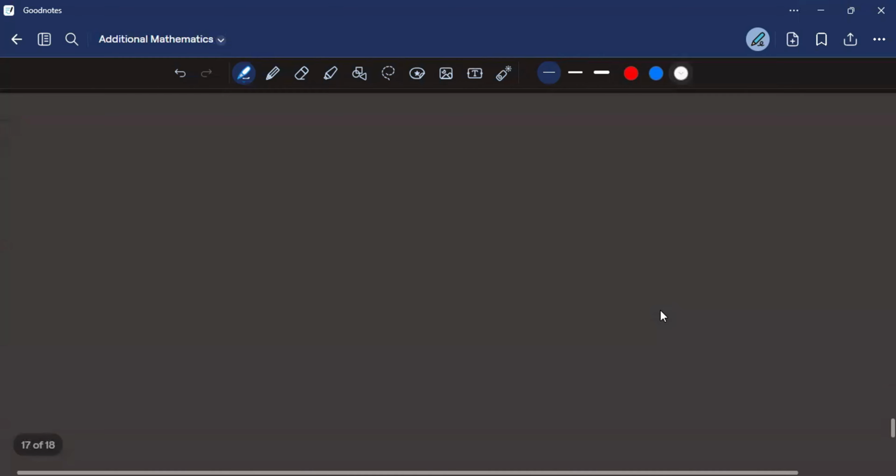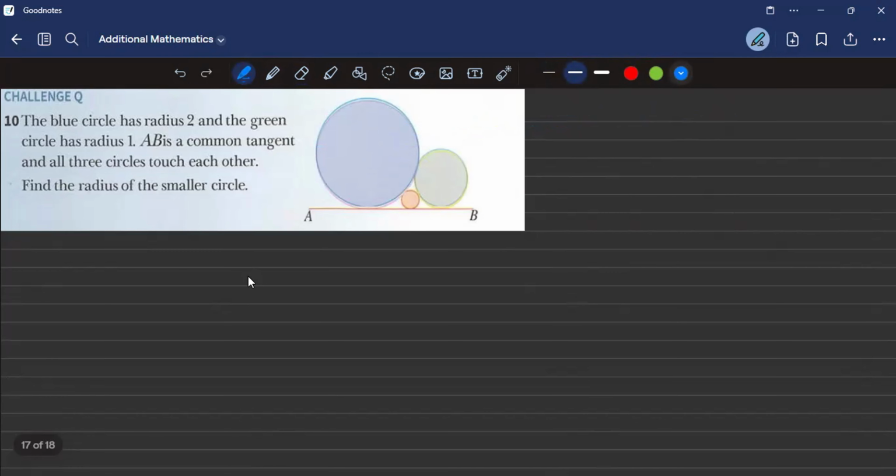Proceeding on to question number 10. For question number 10, what we are going to do is first of all read the question out thoroughly, because it's kind of a confusing and lengthy question, to be honest.